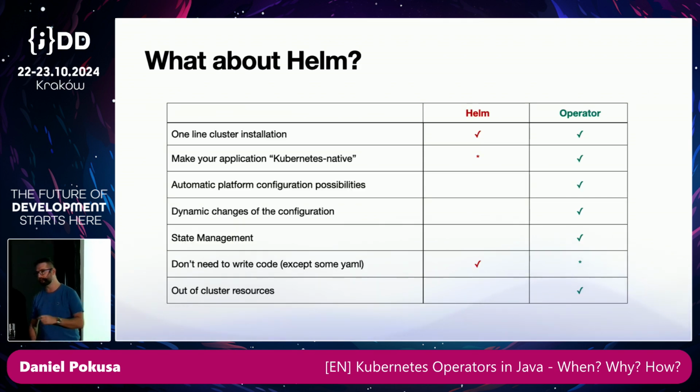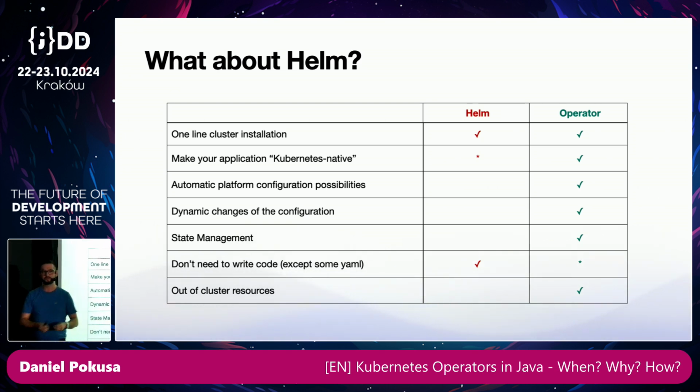First of all, with Helm, do I have a one-command cluster installation? Yes, the same with an operator. Does it make my application Kubernetes native? With Helm, there is a small asterisk. We'll come to that later. Will I have automatic platform configuration possibilities? Helm is an external tool. You apply something and that's it. It will not change state. It will not react to any kind of conditions, etc.